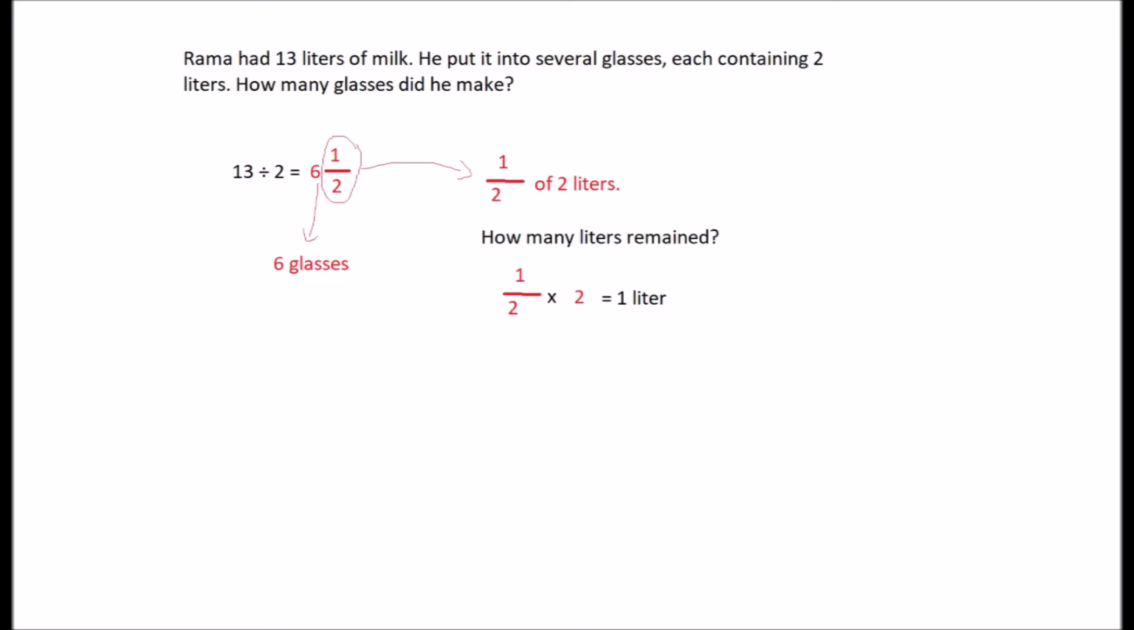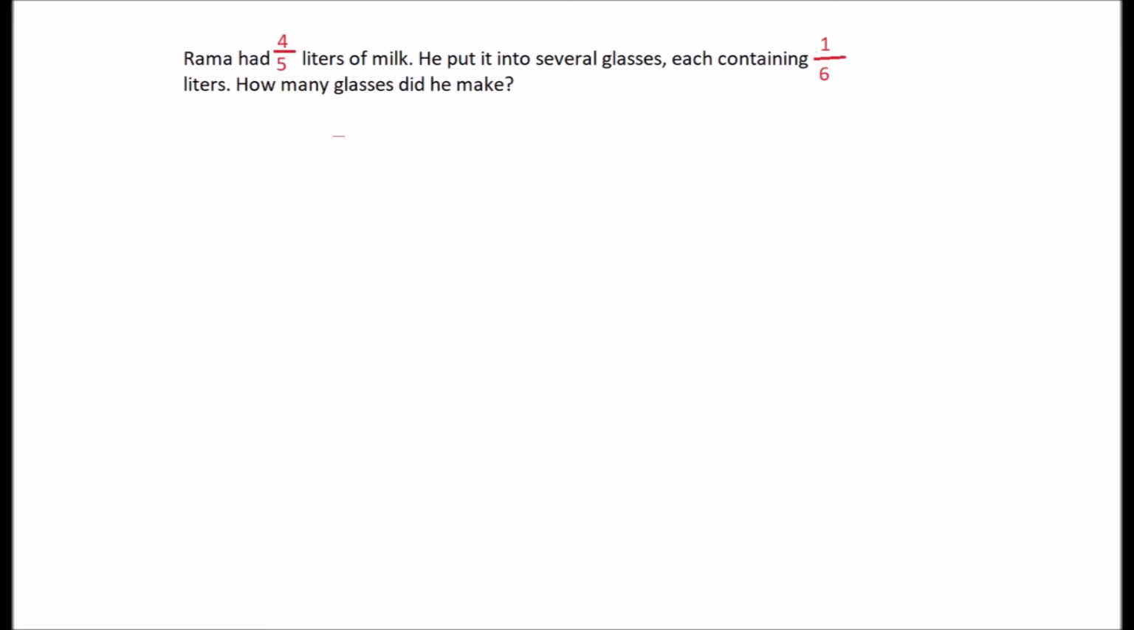Let's try to change the question into fractions. Rama had 4/5 liters of milk. He put it into several glasses, each containing 1/6 liter. How many glasses did he make? The same, because it's still a division. 4/5 divided by 1/6. Don't forget to keep, flip and change it. 4/5 times 6/1 equals 24/5. Remember to simplify it. 24 divided by 5 is 4 and 4/5. Okay, so the answer for the glasses will be just 4 glasses.